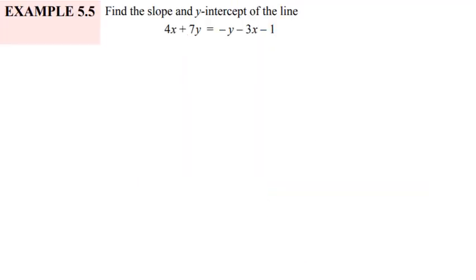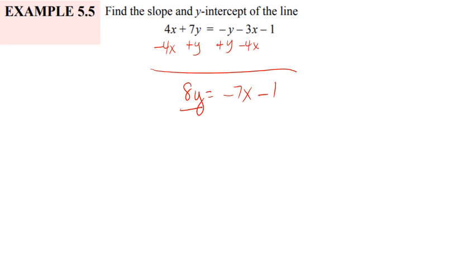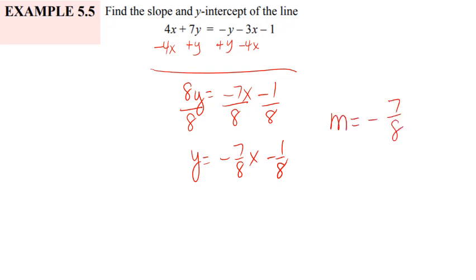Okay, same deal here. I'm actually going to add y on both sides because I want to keep the y positive. So I'm going to bring it to the left side. And then I'm going to subtract 4x so I can bring him on the right side. And this will be y equals negative 7x minus 1. Divide everything by 8 separately. Very important. And I get y equals negative 7/8x minus 1/8. So, because now it's in slope-intercept form, I know that the slope is negative 7/8 and the y-intercept is negative 1/8.